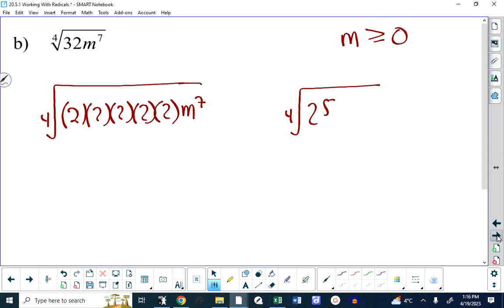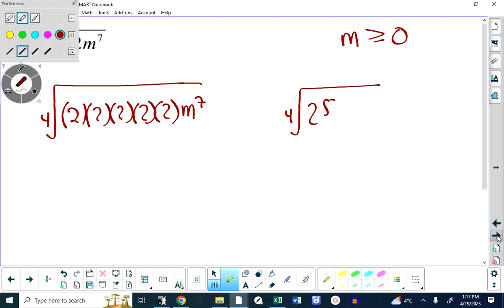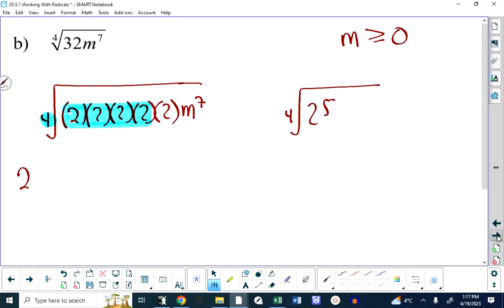I really don't want to have to write m times m times m times m times m times m times m. So it's a degree 4 index, right? It's an index of 4. So we are looking at a group of 4. There's 4 twos, so I can take that and write it as a 2 outside.